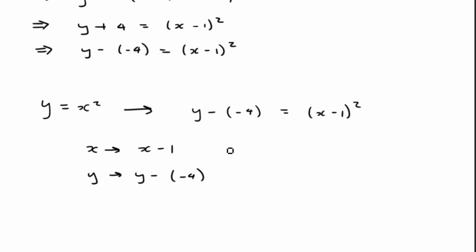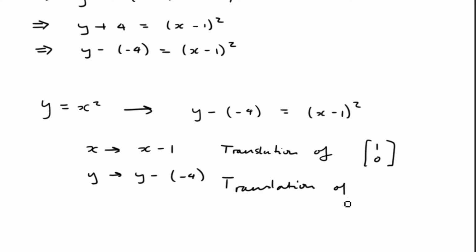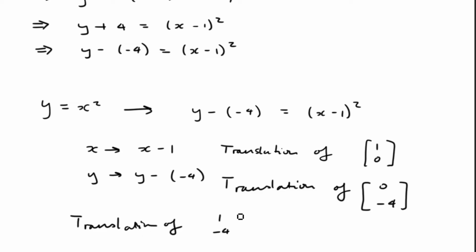So what we have done in the first instance is to have a translation of 1, 0. And what we have done in the second instance is to have a translation of 0, negative 4. Now those two translations are independent of each other, so you could really say that what we have done is just a single translation of 1, negative 4.